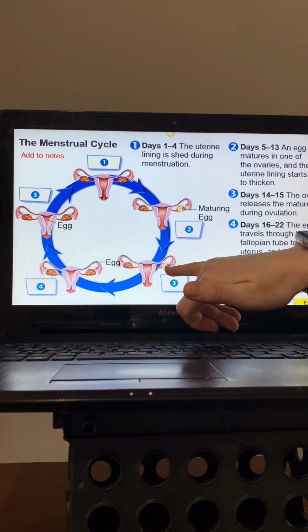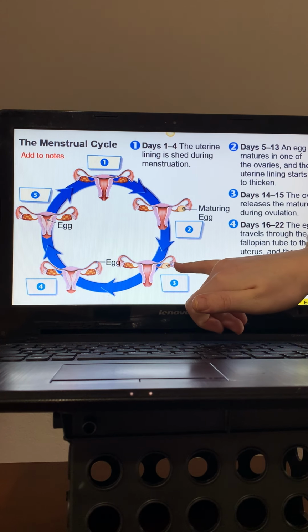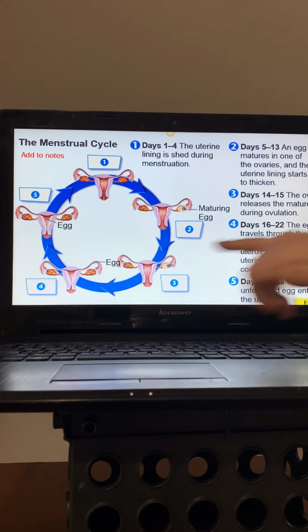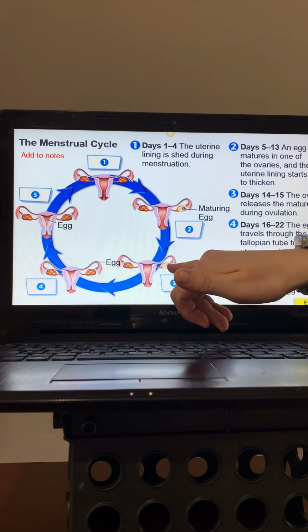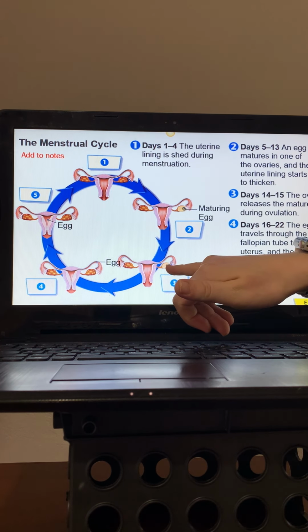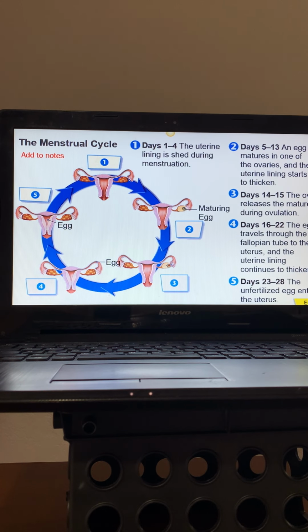Picture number 3 down here, it says days 14 through 15, the ovary is going to release a mature egg. So what is that called once a month when the ovary releases a mature egg? You know, it has to start with an O because it came from the ovary. And that process is called ovulation. So once a month she will ovulate.